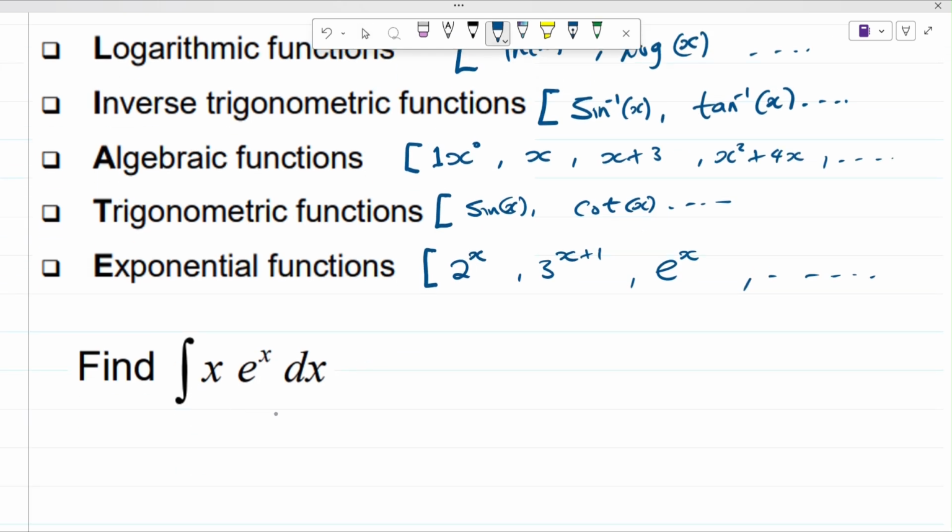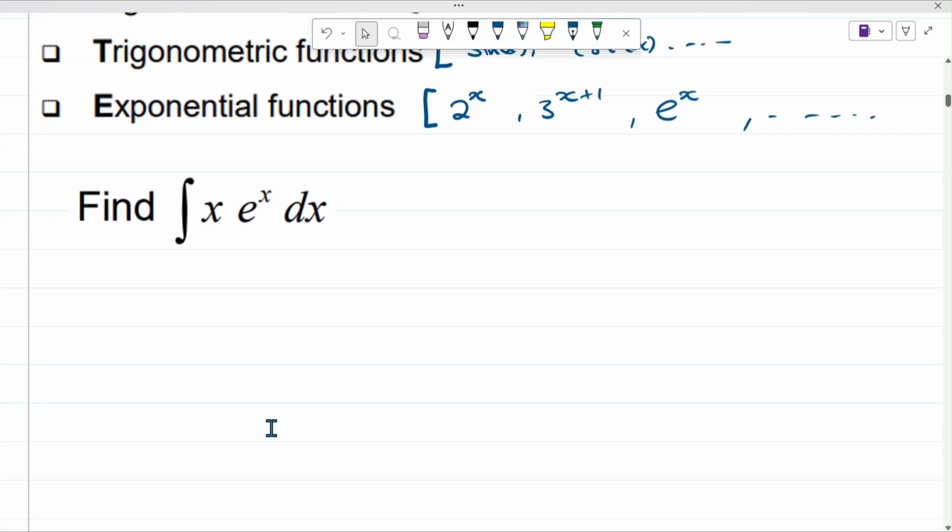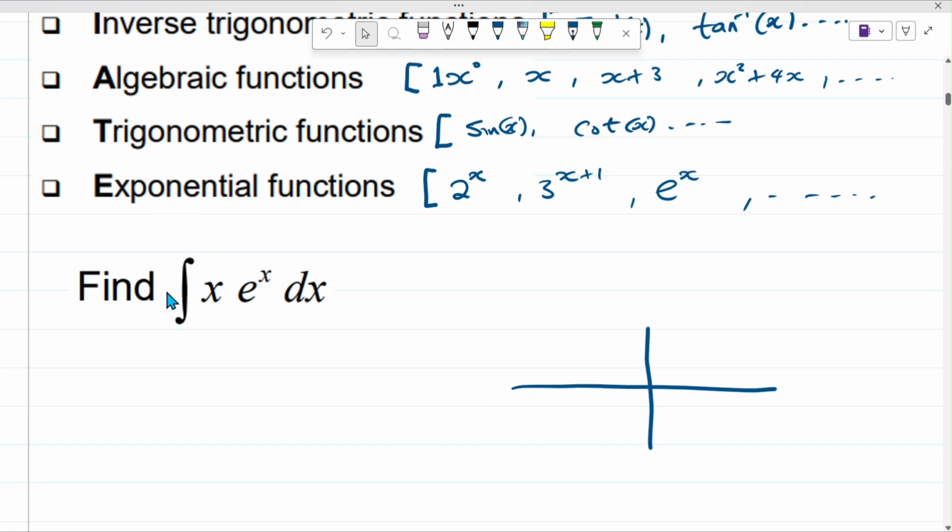All right, so this is how I do it. So we've got two functions. All right, let me create enough space. Let me do it on the side. Okay, we've got two functions. So the function that you identified as the function that you're going to differentiate, you write it here. And then the function that you said you are going to integrate, you write it here.